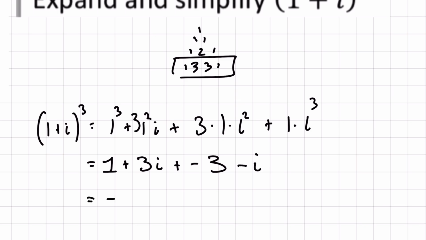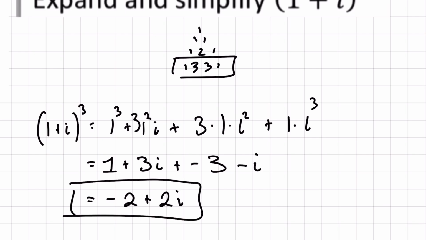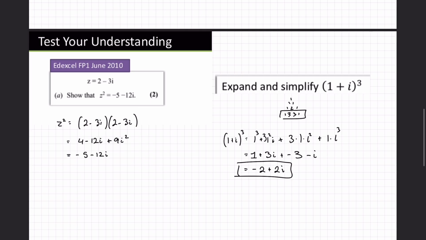1 minus 3 is minus 2. 3i minus i is plus 2i. And we are done there. So final answer, minus 2 plus 2i, minus 5 minus 12i.